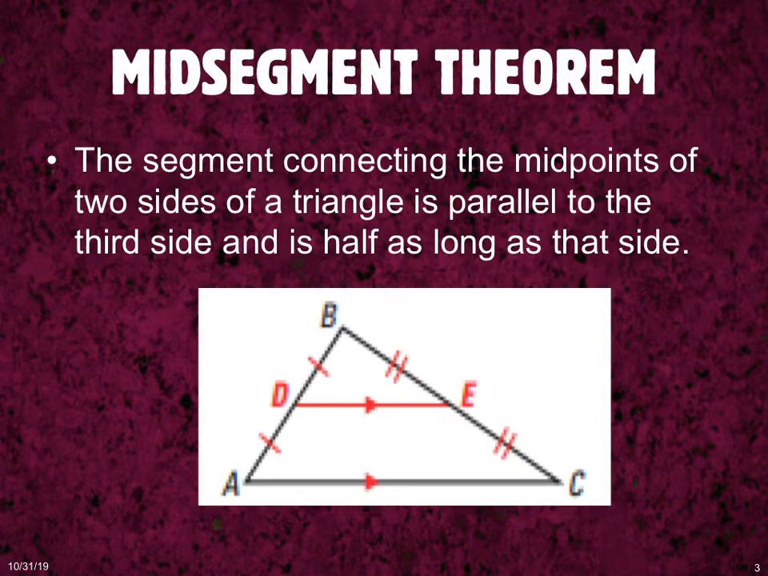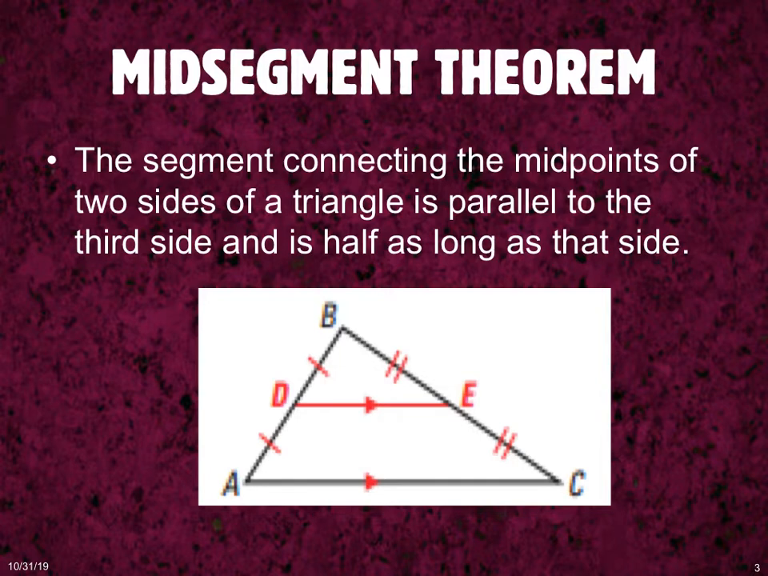Notice that line DE, that red one that's going down the middle, is touching AB on the left, and it's touching BC on the right. So it must be parallel to the one that it's not touching, which is down there at the bottom, AC. So it's parallel to that third side always, and it will always be half as long as that side.